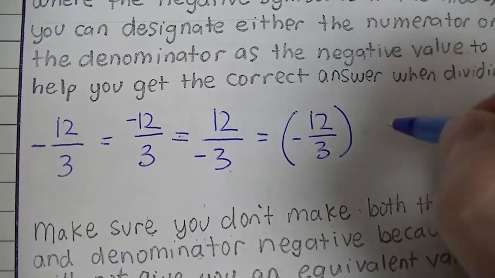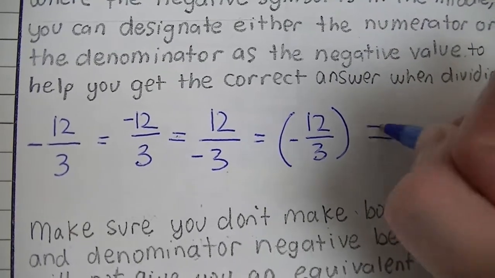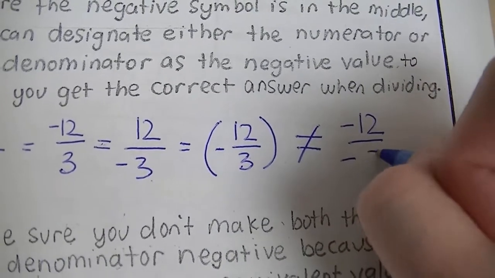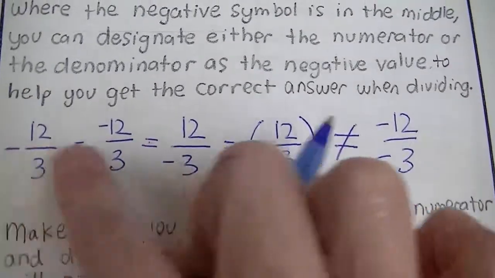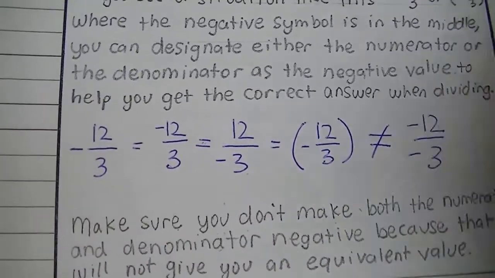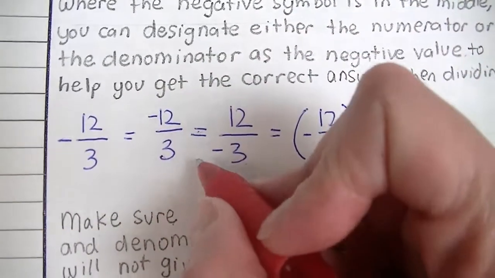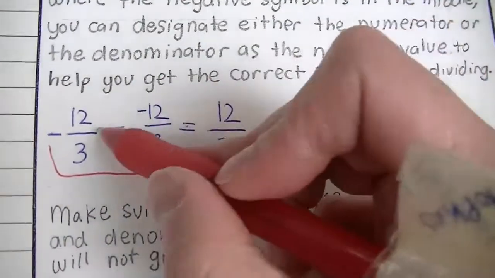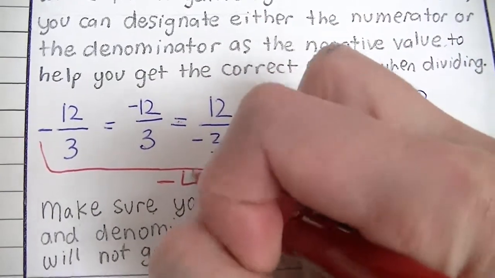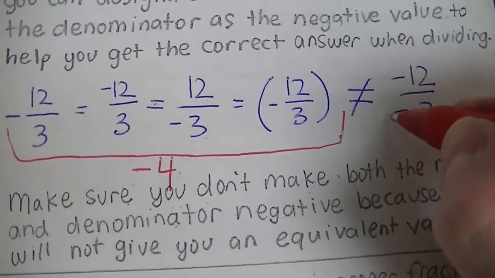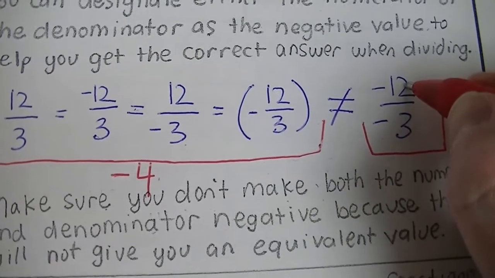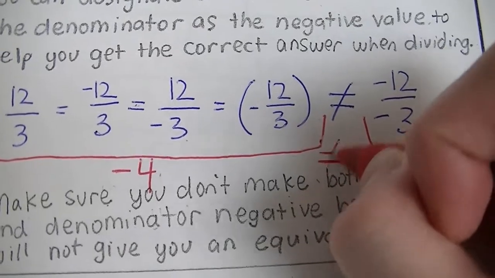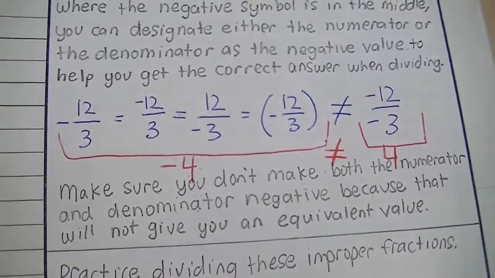However, you can't make both of them negative. So this means not equal to this. Okay, this is not equal to all these guys over here, because all these will give you an answer of negative 4. But this one right here would give you an answer of positive 4. So we know that they are not equal. Negative 4 is not equal to 4, okay?